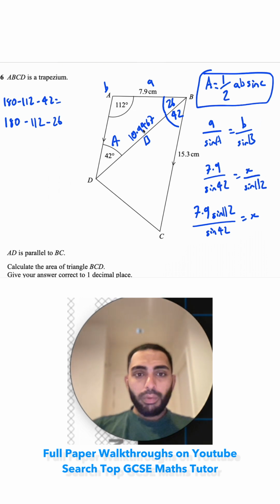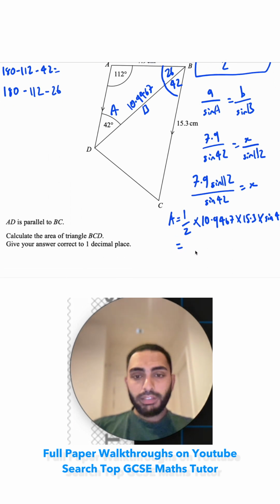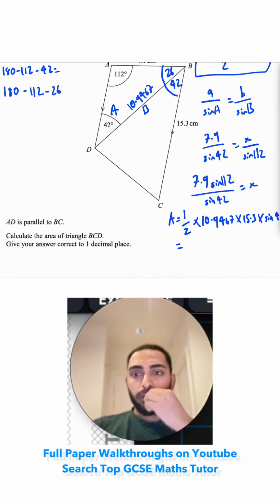Now that we've got this length, we have these two lengths and we have the angle between them. We can substitute all of them into this formula. So the area is going to be a half multiplied by a, which is 10.9467, multiplied by b, which is 15.3, multiplied by sine of C, the angle between them, sine of 42. Just type that into the calculator. So I'm going to use my ANS button from the previous answer. ANS multiplied by 0.5 multiplied by 15.3 multiplied by sine of 42, which is 56.0344.